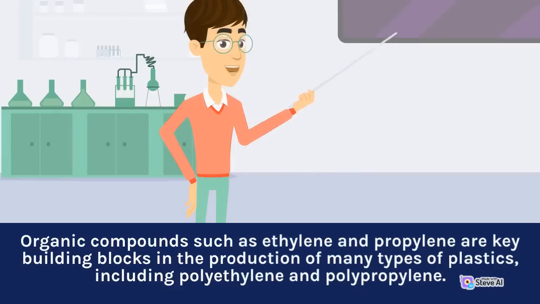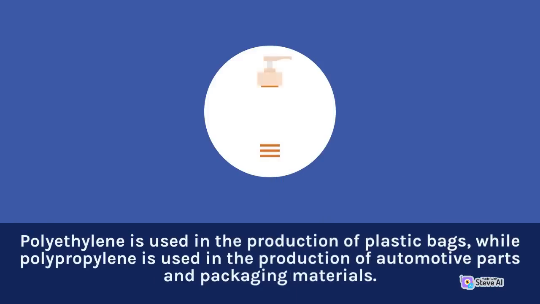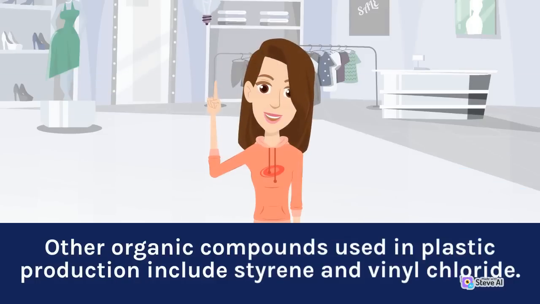Organic compounds such as ethylene and propylene are key building blocks in the production of many types of plastics, including polyethylene and polypropylene. Polyethylene is used in the production of plastic bags, while polypropylene is used in the production of automotive parts and packaging materials. Other organic compounds used in plastic production include styrene and vinyl chloride.